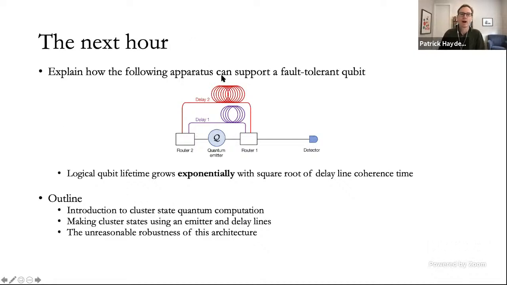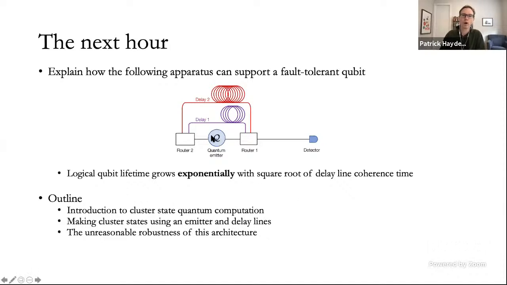So why this device here, which I said has a constant number of components, it doesn't have many components, can support a fault-tolerant qubit. And I'll just sketch out to you schematically what the components are and how this is working. And of course, over the course of the talk, I'm going to fill in a lot of the details.